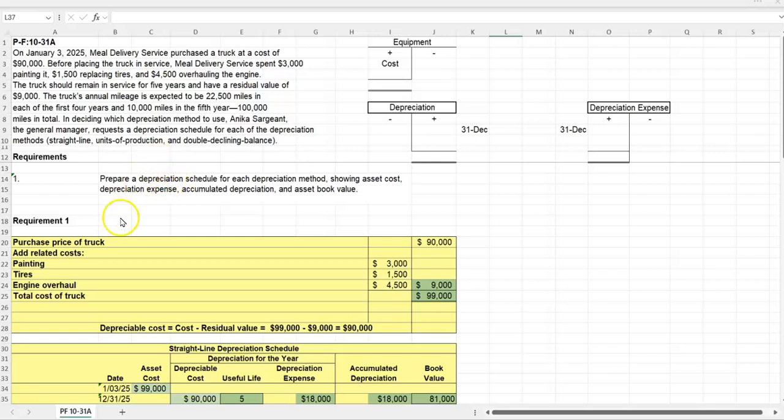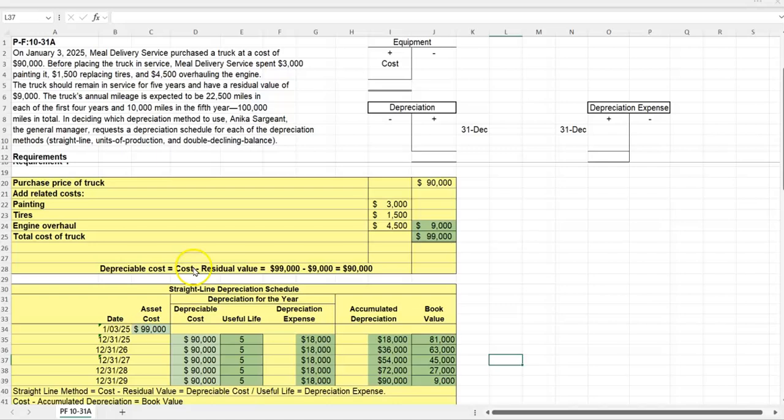Some of these things, like tires and things like that, would normally be expensed when they're done, but because this is a used vehicle and we're putting it on the books, we'll have to add all of the things in. So we purchased it for $90,000. The related costs were painting, tires, and engine overhaul. So that comes out to $9,000. So the total cost of the truck is $99,000.